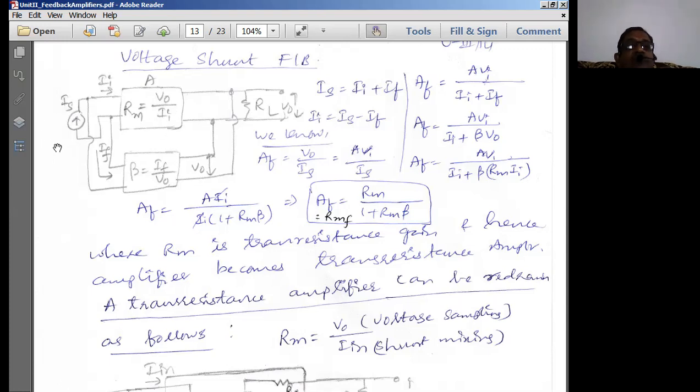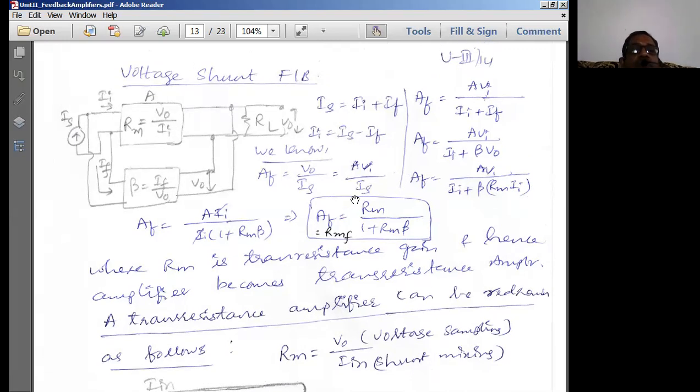The driving force is the input source. Input source is the driving force because we are looking into the AC parameters. So input current is the driving force. Therefore, one current is flowing like this, and the other current has got another path because of shunt mixing. So the current will be flowing like this. This is the representation we make at the input side.